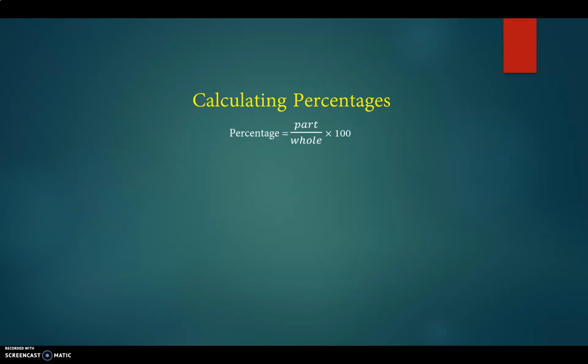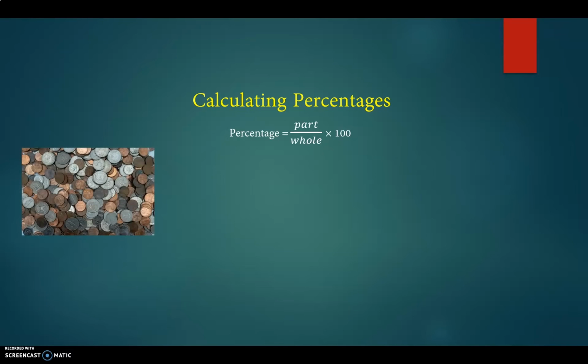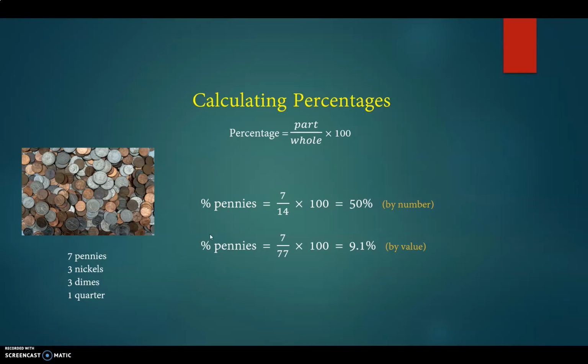So let's take a look at an everyday example here. Let's suppose that I wanted to determine the percentage of pennies in my change. First, I would have to know how many of each kind of coin I had in my change. So let's suppose we had 7 pennies, 3 nickels, 3 dimes, and 1 quarter. If I want to determine the percentage of pennies, the pennies would be my part, all the coins would be the whole, and I would simply divide the two and multiply by 100 to get my percentage. Turns out, though, there's more than one way to do this.